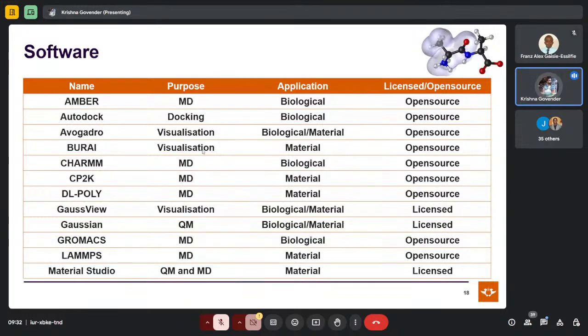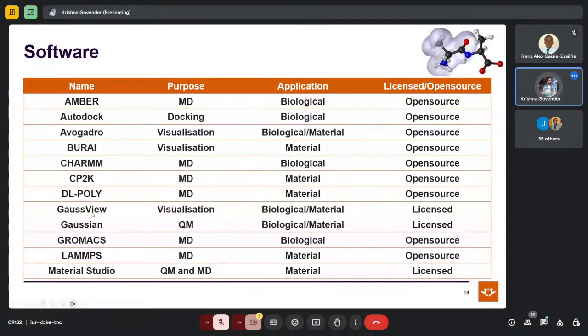And it is an interface for another package which I'll mention later known as Quantum Espresso. So that allows you to then set up simulations for that software package. Charm is an MD package. Again, they very recently became open source. CP2K also MD, more for materials than for bio. DL Poly, same, MD for materials.